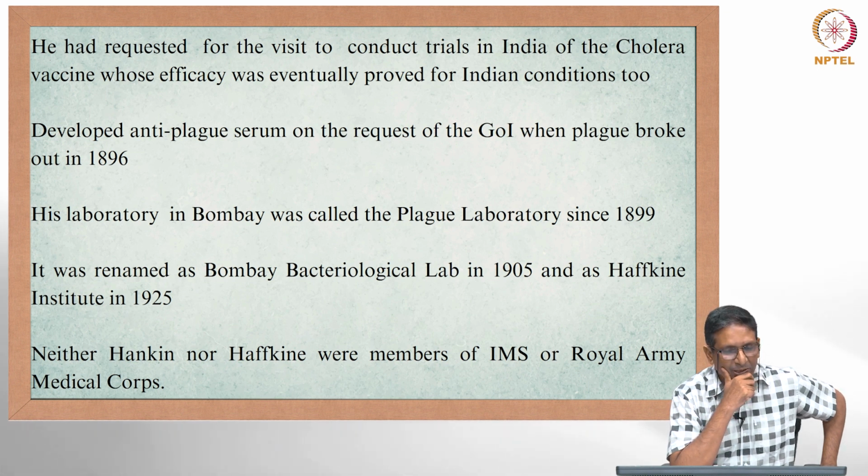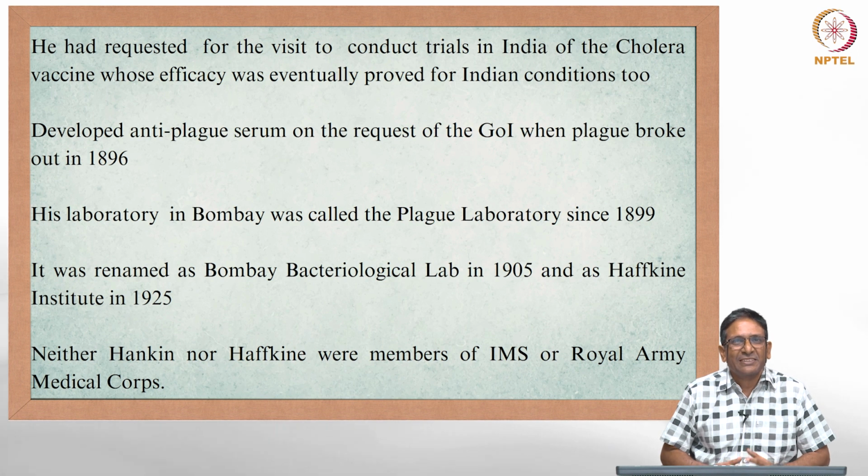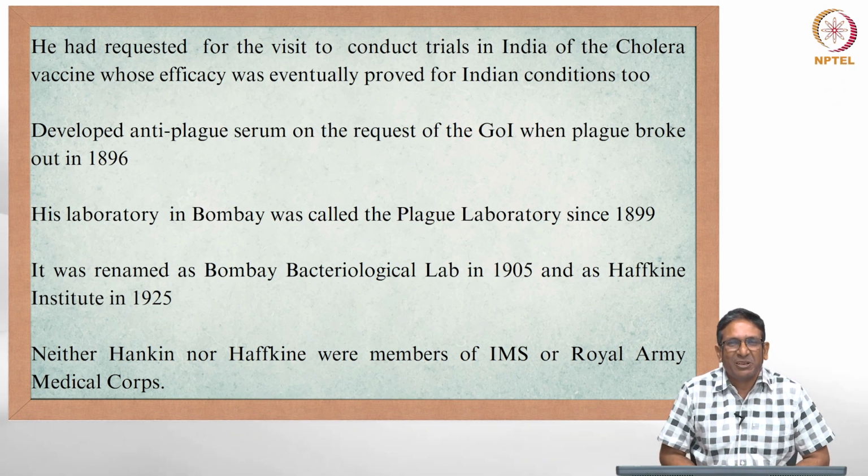So when plague broke out in 1896-97, the government requested him for help and suggested that he could possibly develop a vaccine, which in fact he did. So it's one of the first vaccines developed within India.